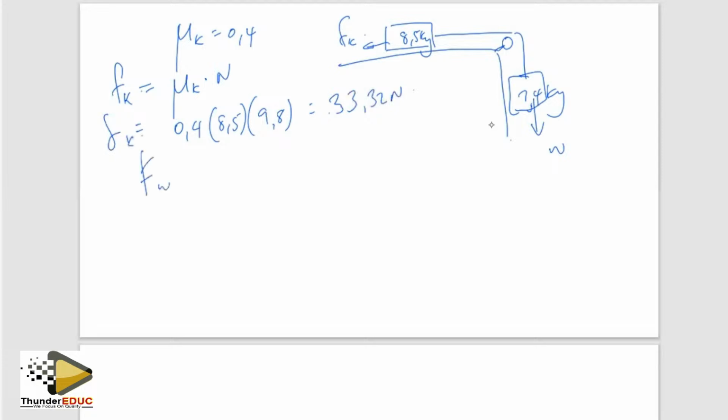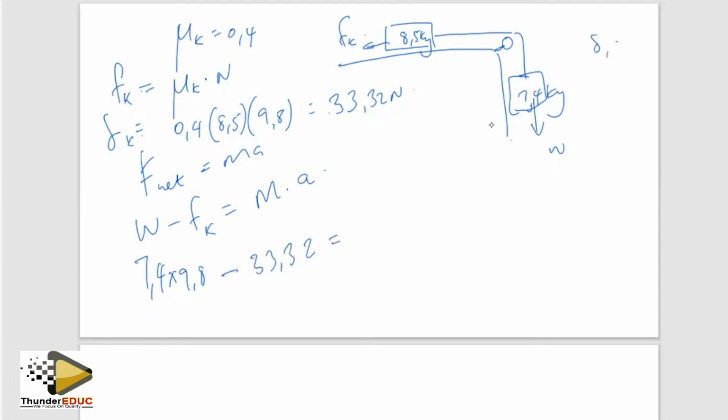Then using the F net is equal to ma. So I'm going to have the weight minus Fk must give us the mass as well as the acceleration. Now this mass is just going to be the combined mass of the two since there's acceleration. Okay. So the weight, which is leading, is the 7.4 multiplied by 9.8. Frictional force, we said, is 33.32. Should be equal to, we know that 8.5 and then 7.4 gives us 15.9 a.